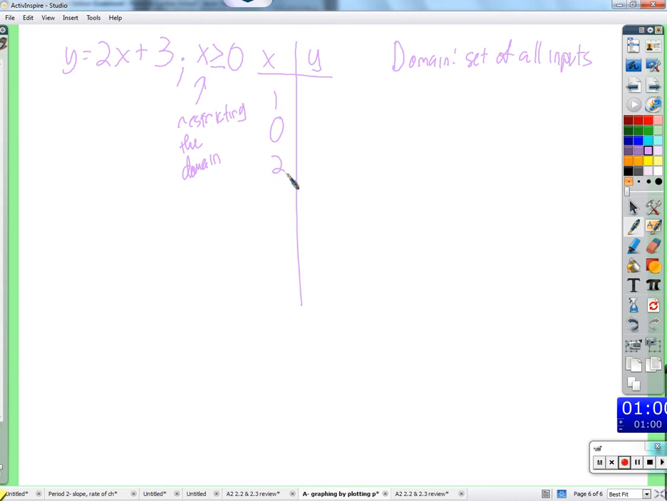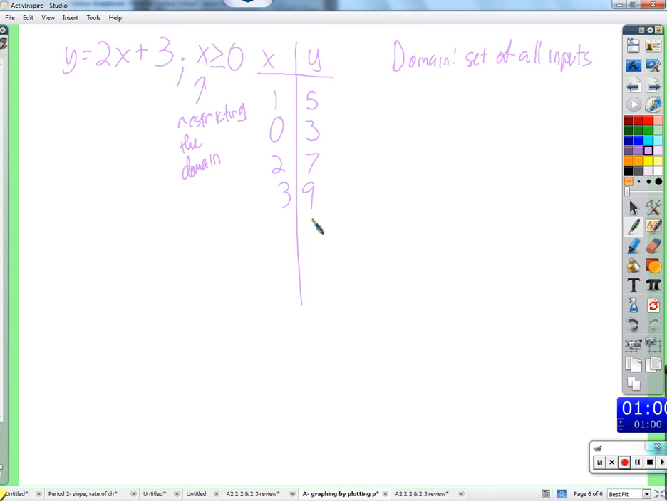How about two? That's not so hard. Three, right? Things like that aren't fractions, those are pretty easy, because I just have to multiply them by two. Easy step. Let's do zero. If I do 2 times 0 plus 3, I'm going to wind up with 3. 2 times 1 plus 3, that's going to be 5. 2 times 2, that's 4, plus 3 is going to be 7. 2 times 3 is 6, plus 3 is going to be 9.